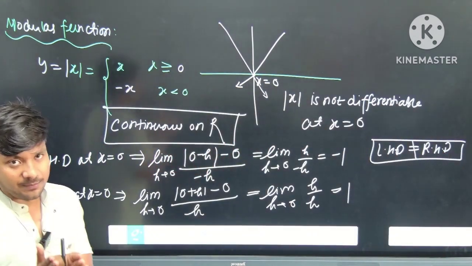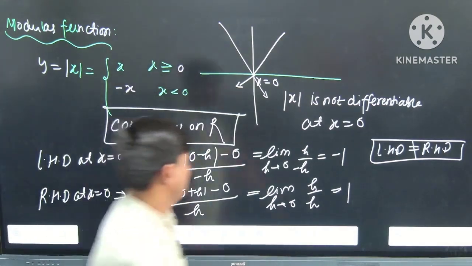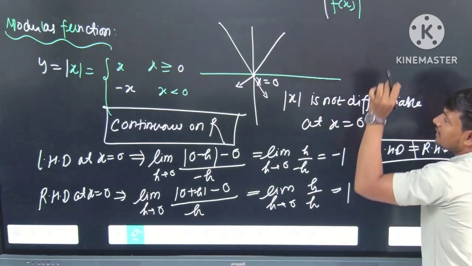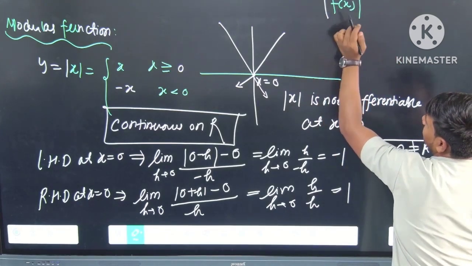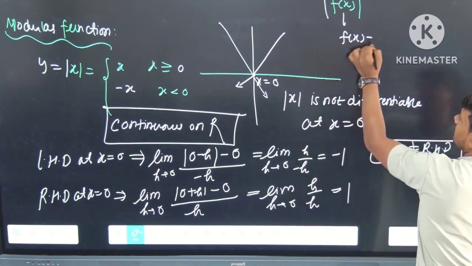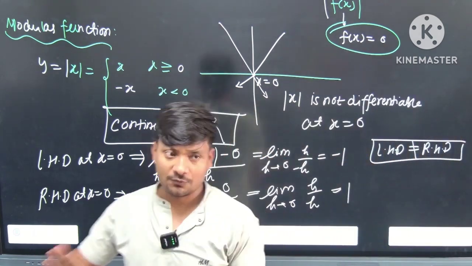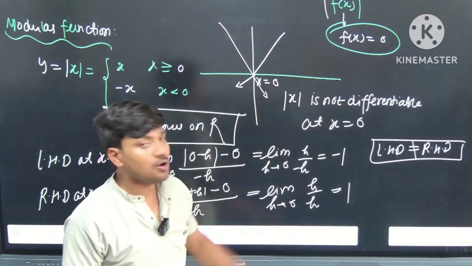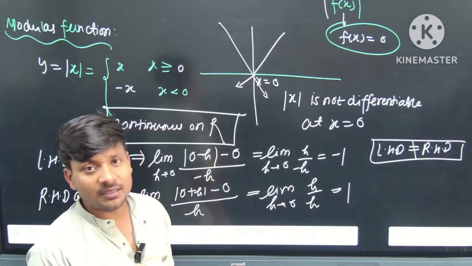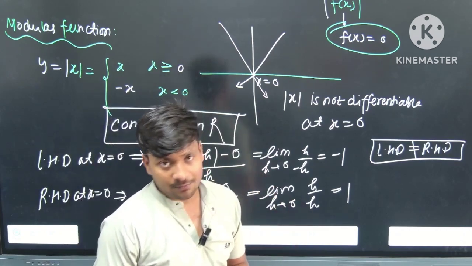So we have a concept. Whenever we have any function under modulus, for example, we have a function f(x) under modulus, then this function will not be differentiable where this f(x) is 0. This is a very simple concept. Whenever f(x) equal to 0, the function will not be differentiable. So we will see some examples by which we can see how we can discuss the differentiability of modulus function.